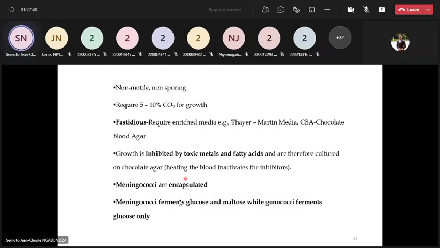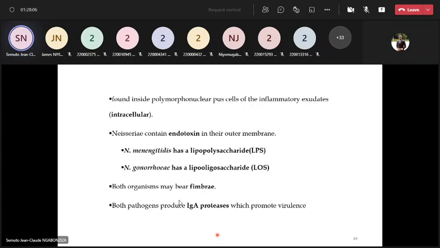They are encapsulated. Meningococci are encapsulated, they have a capsule. Meningococci ferment glucose and maltose, while gonococci ferment glucose only. They don't ferment maltose. They can be found inside cells, in neutrophils, polymorphonuclear cells, especially in inflammatory exudates. They are intracellular most of the time.